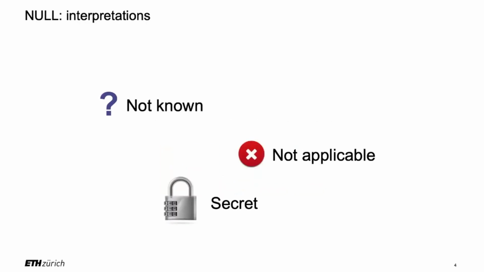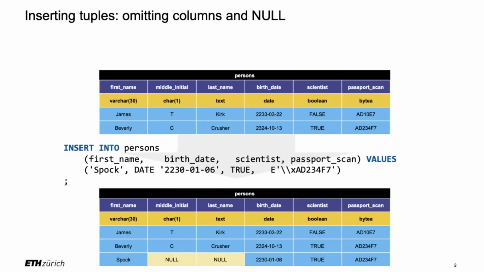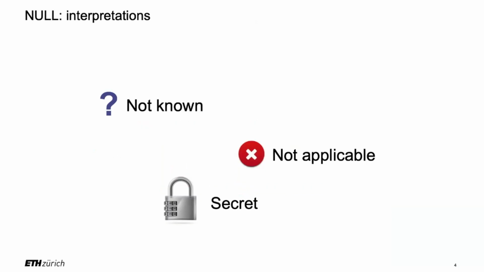The idea is that it can mean many things. It can be that you don't know the data. It can be that the data is not applicable, because Spock doesn't have any middle initial or last name, for example. It could be that you don't have access to it, that it's a secret, that you don't know it yet, and so on. So it can have a lot of interpretations.